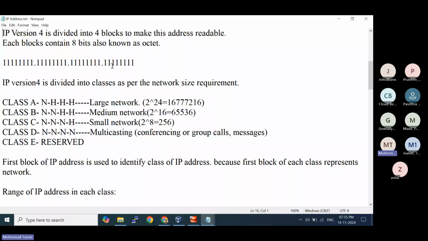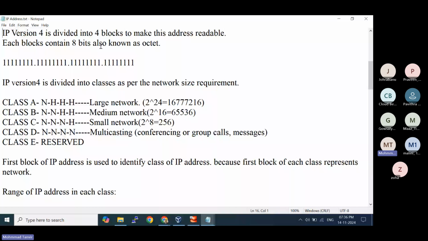So when 32-bit is divided into 4 blocks, every block will be 8 bits and it is separated with a dot. Because of this, every block is known as an octet, because every block contains 8 bits.